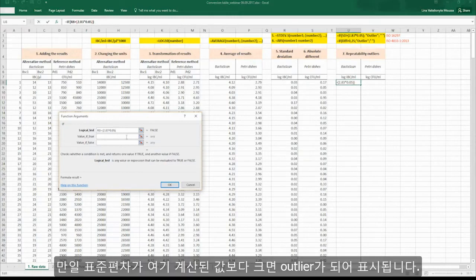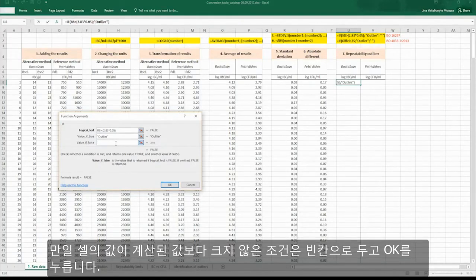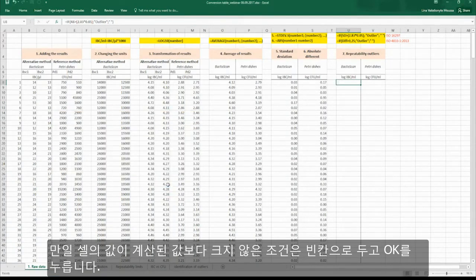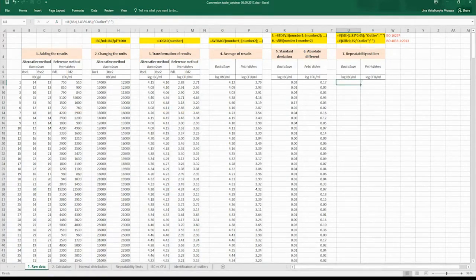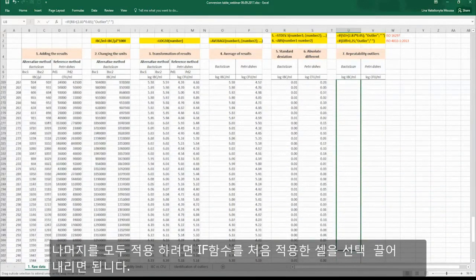So if the standard deviation is higher than this calculated value, we have an outlier. If it's below the calculated value, we leave the empty space and press OK. To copy the same formula for the rest of the data, just mark the cell and drag it down.